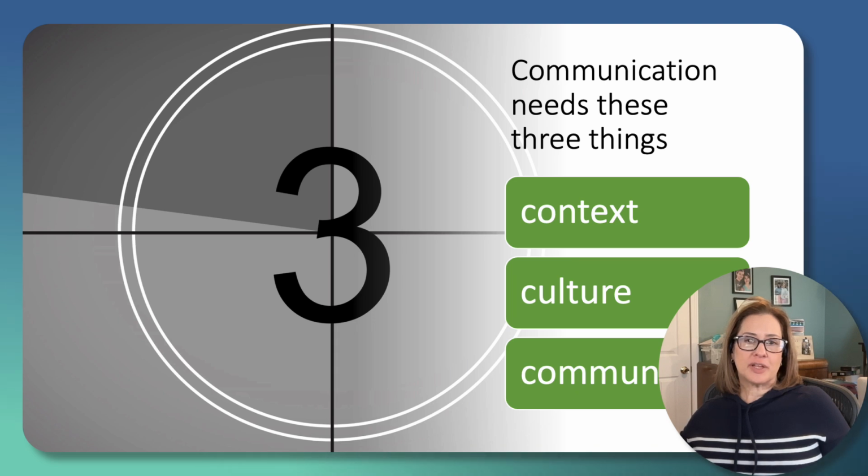And I don't know why she reduplicates this one. She really wanted you to remember that communication needs these three things: context, culture, and community.